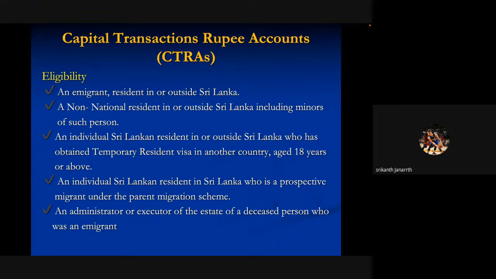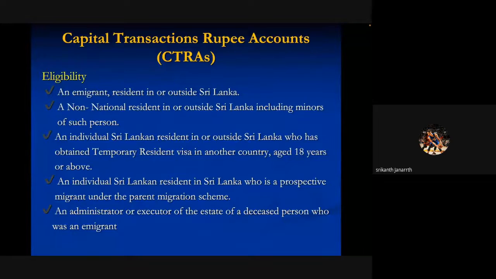Give an example: a non-national resident outside Sri Lanka, including a minor of such a person. There could be a situation where a foreigner, or a Sri Lankan holding dual citizenship, is a non-national, non-resident, on dual citizenship. He can be here, he can be outside, right? Even that person is eligible to open, right?